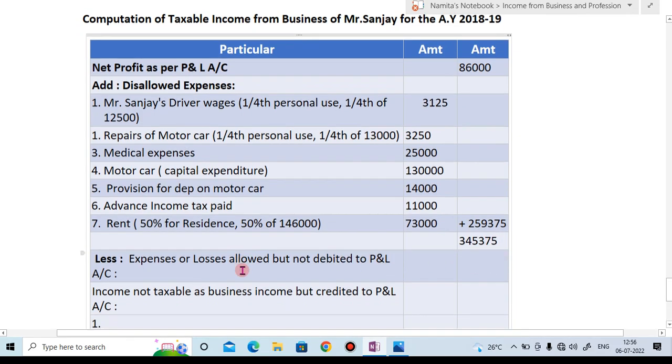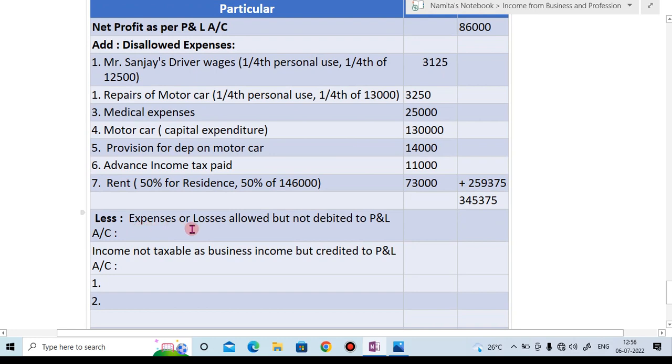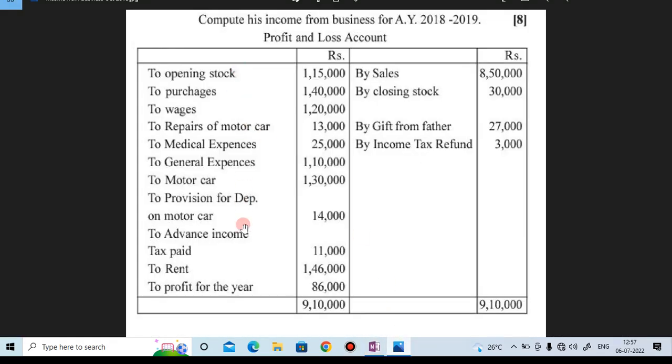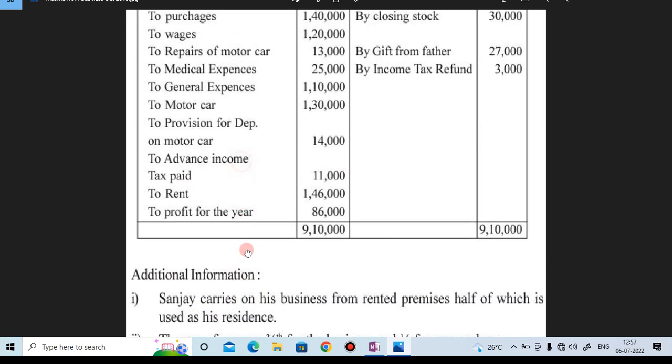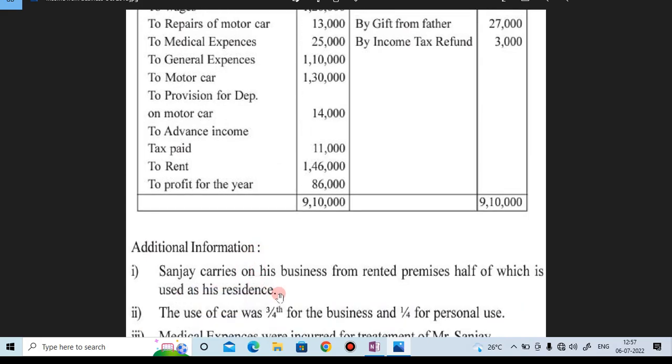Okay, now from this we have to less expenses or losses allowed but not debited to profit and loss account. So the expenses and losses which are allowed for the business are not shown in the debit side of the profit and loss account, but it is shown in the adjustment. So those expenses or losses we have to deduct.